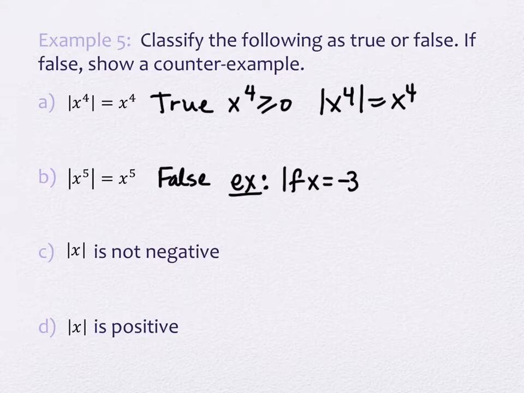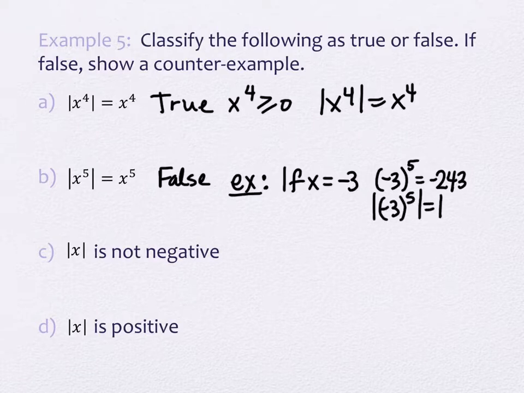Okay, so yes, there is a counterexample. There's lots of counterexamples. Even versus odd powers, different things happen. Odd powers have the ability to actually give us negative numbers, right? And so here's an example. If x is -3, and we take -3 to the 5th, we get -243. But if you take the absolute value of -3 to the 5th, that will be the absolute value of -243. And what's the absolute value of -243? Positive 243, right? And these two are not equal. In fact, a counterexample could be any negative number and make this fail. Any negative number would make this fail.